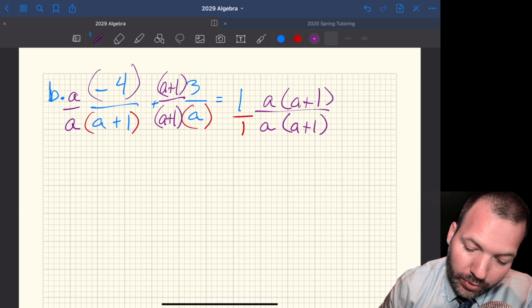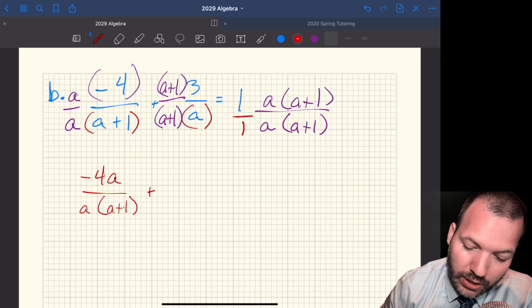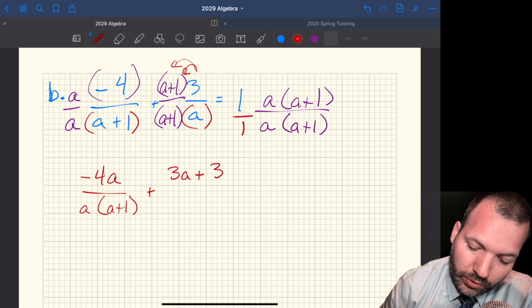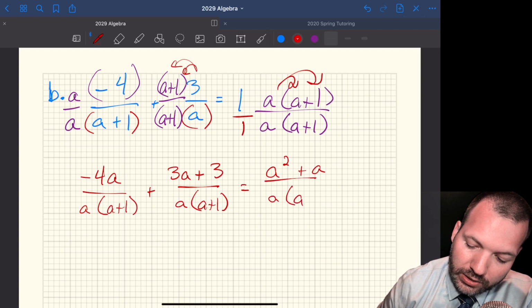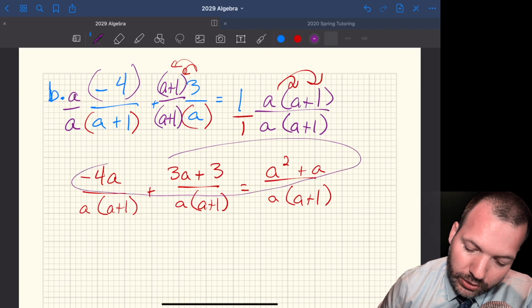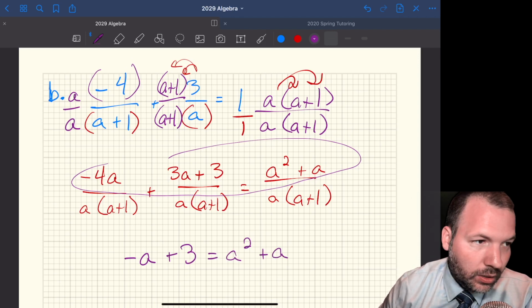So remember, we are multiplying here, so that gives me negative 4a over my common denominator, which I know is not even going to matter here in a second. Little distribution for the second rational expression, 3a plus 3 over a times a plus 1 equals, a little more distribution, a squared plus a over a times a plus 1. I only care about my numerators. Negative 4a plus 3a is negative 1a plus 3 equals a squared plus a.